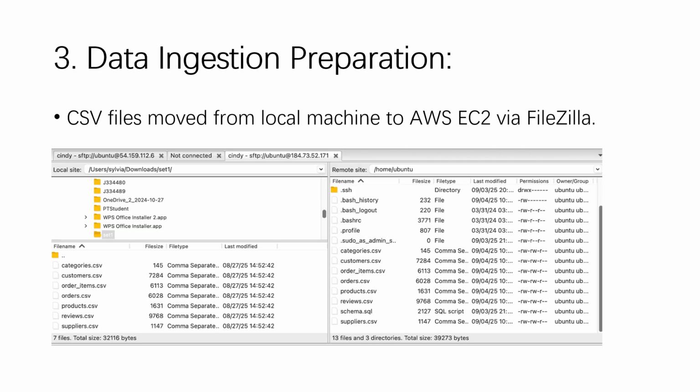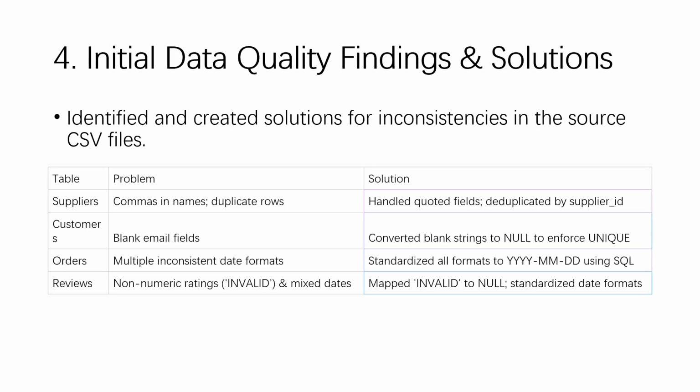Before initial data ingestion, I used FileZilla to securely transfer the 7 source CSV files from a local machine to the AWS server, and the dataset I was using is set1. Before loading, I identified several data quality issues in the source files. These included commas in supplier names and duplicate rows, blank email fields for customers, multiple inconsistent date formats in the orders table, and non-numeric ratings in the reviews data. Solution summaries for each are listed and will be explained in detail later.